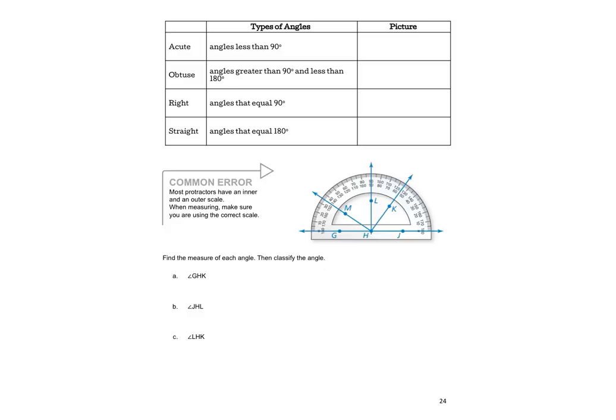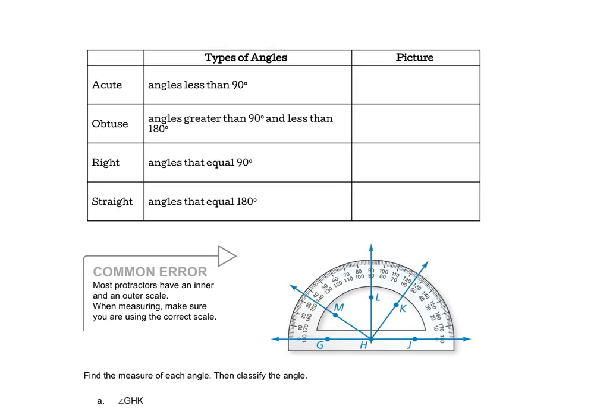Okay, types of angles, names for different angles. I think you guys have probably been exposed. Have you guys seen all of these before? Acute, obtuse, right? Yeah. What about straight? Ever seen a straight angle? That would probably be the one that I wasn't really sure about if you've seen before.